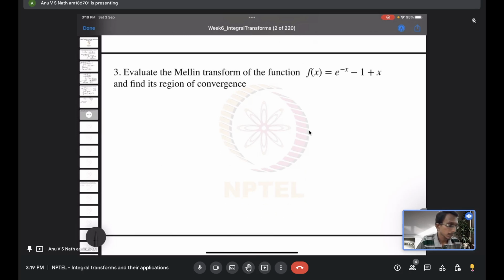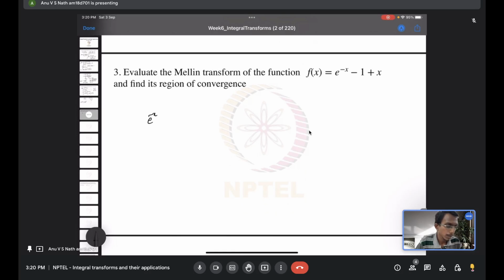Now evaluate the Mellin transform of the function f of x equal to e raised to minus x minus 1 plus x, and find its region of convergence. First of all, let us try doing this from the basic definition. Actually, that may not work, that's why I want to show it, but we will start from that basic definition.